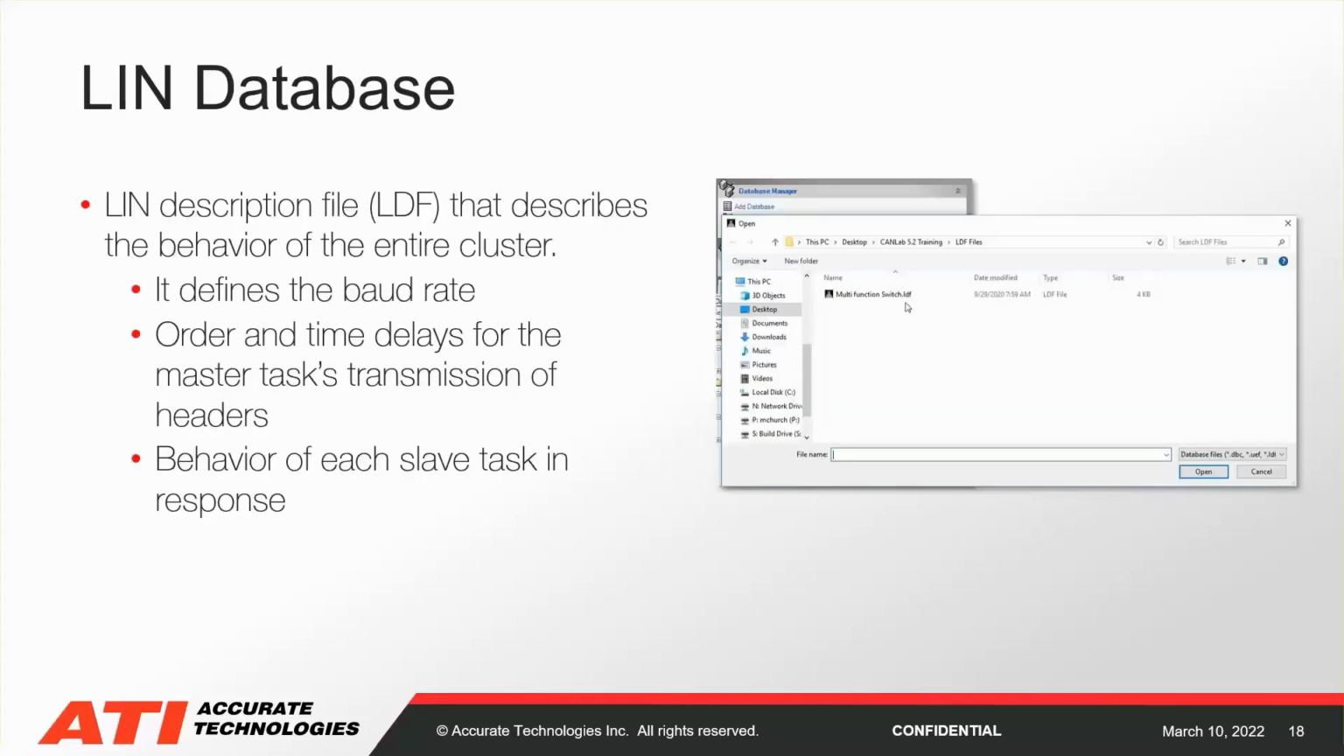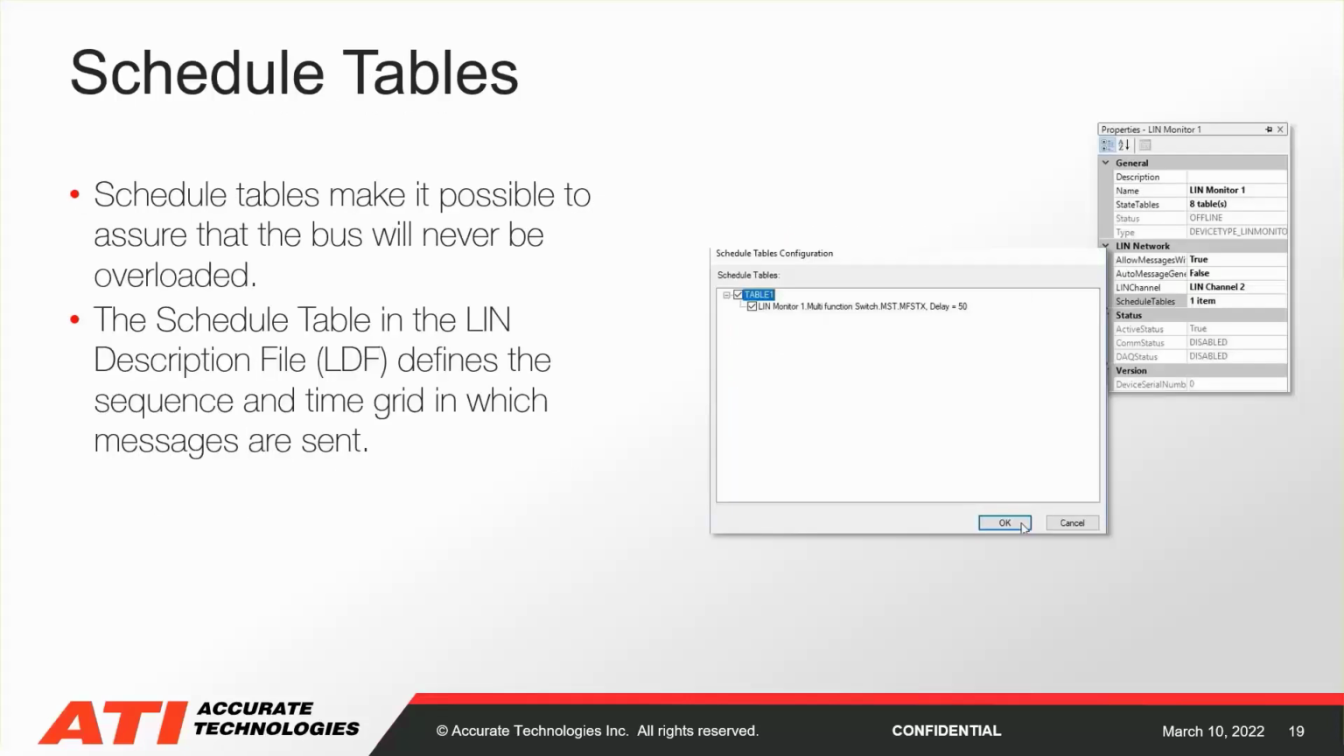The LIN Database file, or LDF, is similar to a DBC file in that it describes the behavior of the local network. The LDF is used to configure and create the scheduling behavior of the LIN cluster, as well as defining the messages. Schedule tables make it possible to assure that the bus will not be overloaded. They're also the key component to guaranteeing the periodicity of the signal.